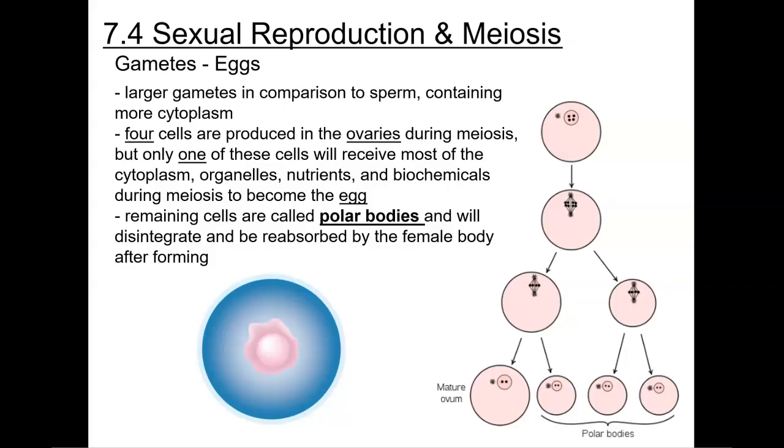The other 3 that don't get used, that have less cytoplasm, are going to become known as polar bodies. These will degenerate and become reabsorbed by the female body after they form. And so they start to break down, and then anything that could be reused by the body can take that broken down substance and reuse it.